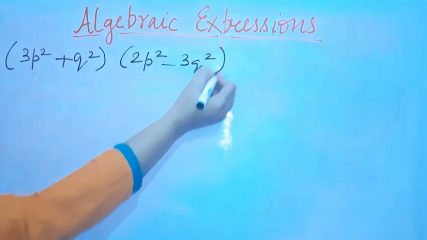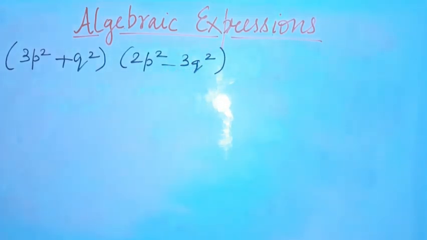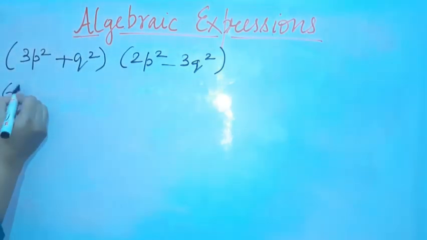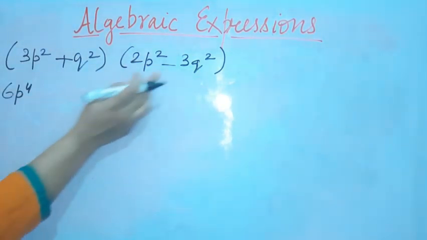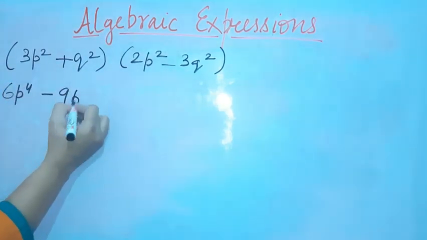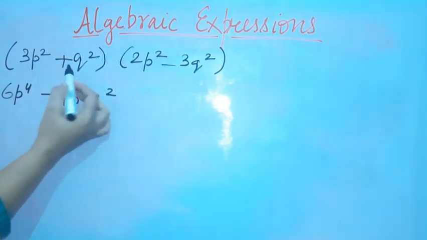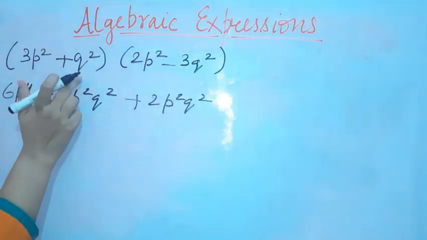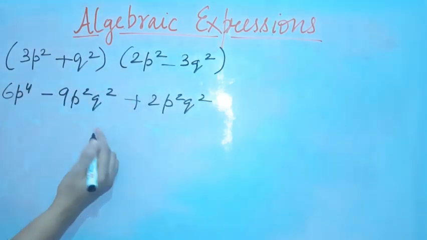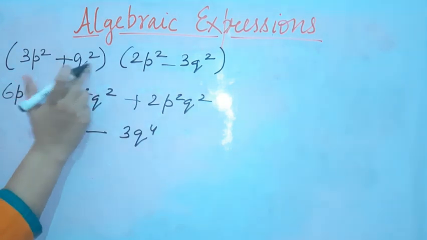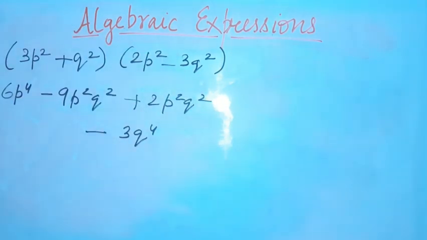Now, as per the rule of multiplication of a monomial by a monomial, this 3p square will be multiplied by both the terms. So 3 2s are 6, it will be 6p to the power of 4, 3 3s are 9, plus minus minus, and p square and q square. Again q square plus 2p square and q square, because q square is multiplied to 2p square. Now minus 3q to the power of 4, because q to the power of 2 and q to the power of 2 will become q to the power of 4.